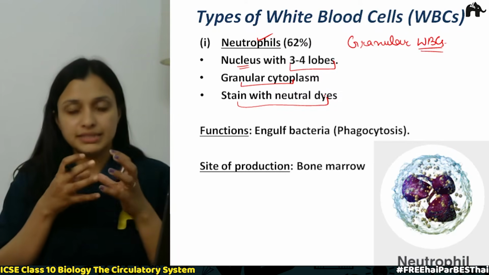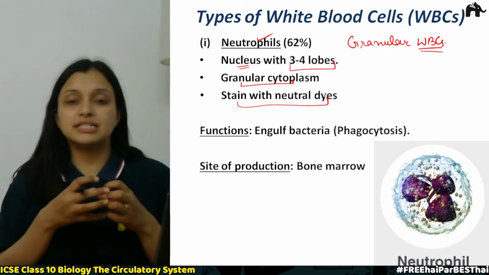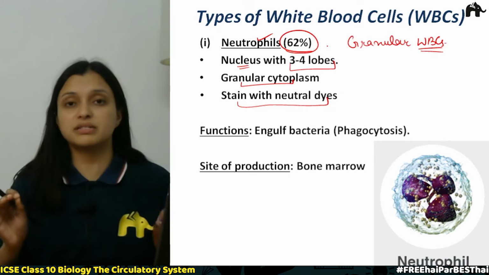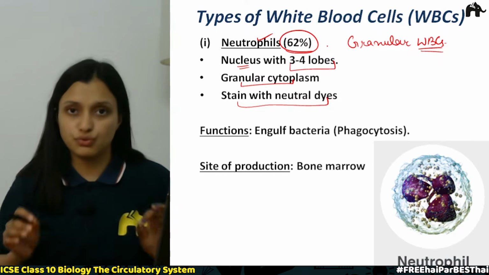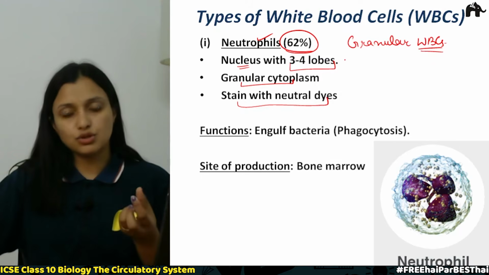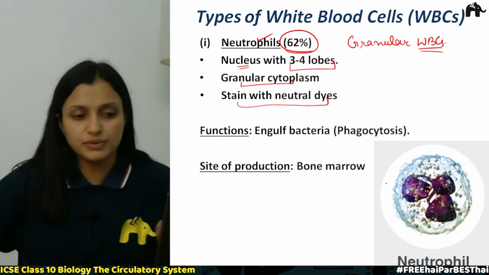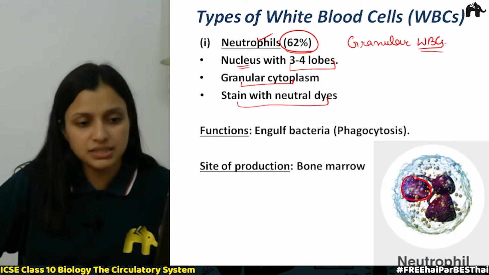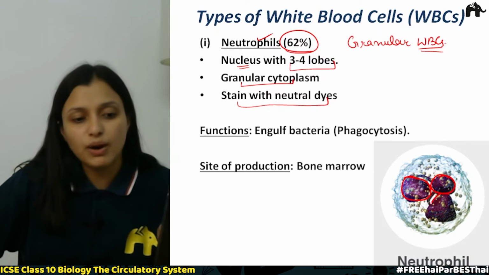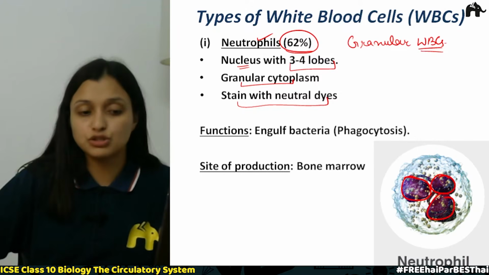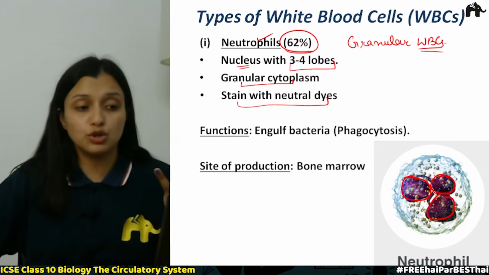These cells are stained with neutral dyes. Around 62% of WBCs are neutrophils. Clear? As we have studied, their nucleus has lobes, so there are 3 to 4 lobes that you will see. This is basically a nucleus. One lobe is this, one lobe is this, and one lobe is this. So this is a neutrophil with 3 lobes. Its nucleus has 3 lobes.